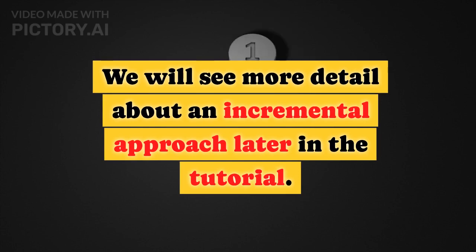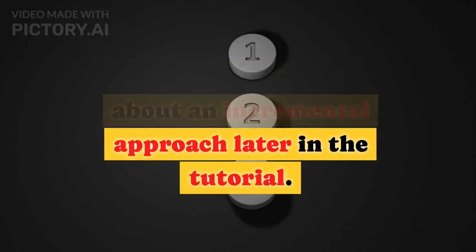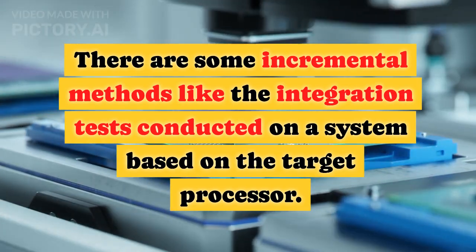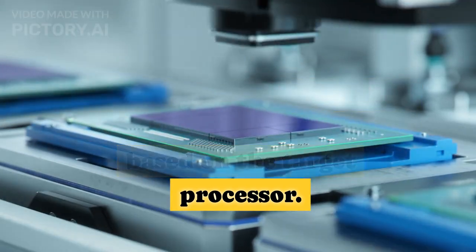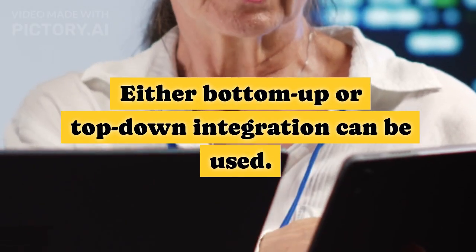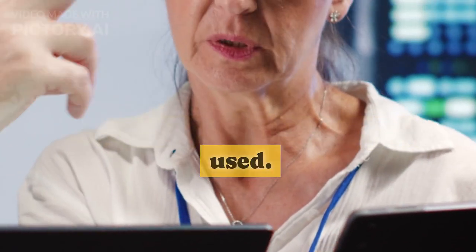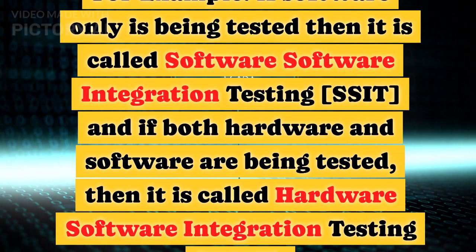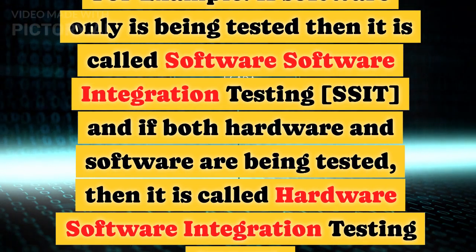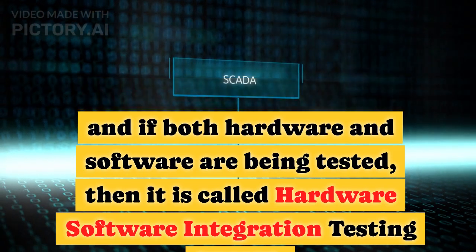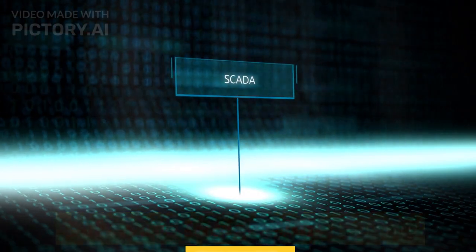We will see more detail about an incremental approach later in the tutorial. There are some incremental methods like the integration tests conducted on a system based on the target processor. The methodology used is black box testing. Either bottom-up or top-down integration can be used. For example, if software only is being tested, then it is called software-software integration testing, SSIT, and if both hardware and software are being tested, then it is called hardware-software integration testing, HSIT.